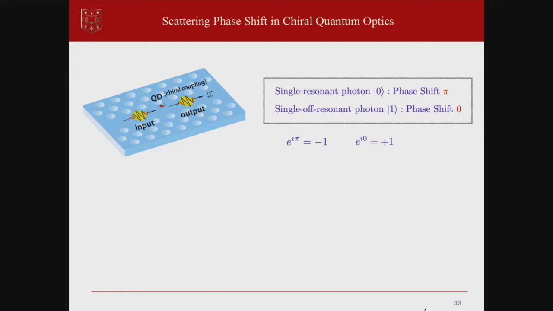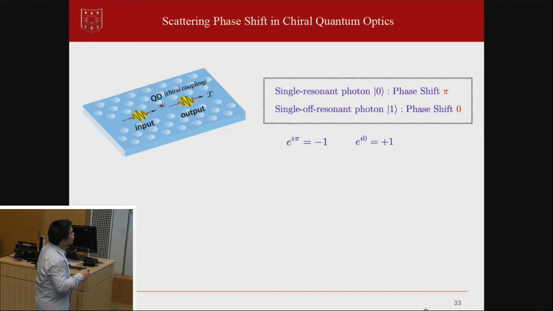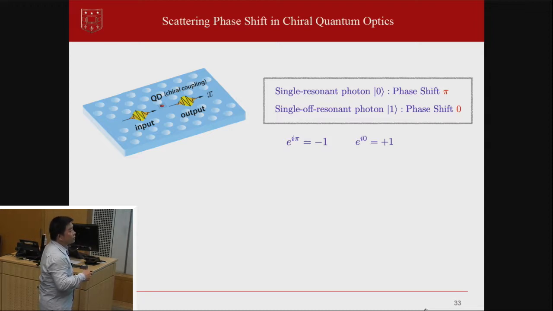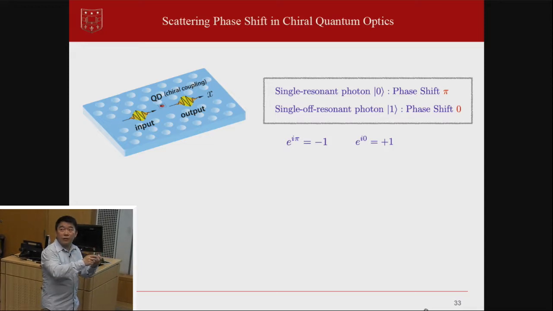Now, using that, I will describe how to realize the two-photon controlled phase gate. This is a photonic waveguide. Again, it's just a typical waveguide, not a photonic topological insulator. And then you seed your quantum dot at the chiral point. Now you send in the photon. If the photon is on resonance with the quantum dot, then you will gain a pi phase shift, meaning when it's transmitted, it's minus itself. It's a single photon state. But if the photon is off-resonant, then essentially you won't interact with the quantum dot at all. So of course, it won't pick up any phase. So the phase shift is zero.